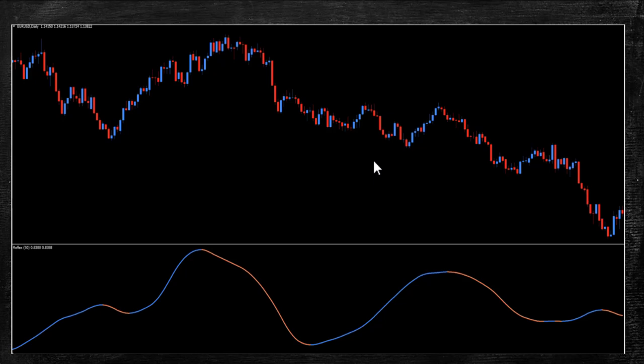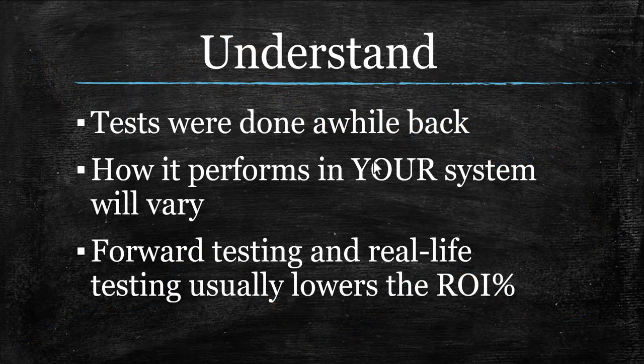But we tested this one, and we're going to show you the results. Before we do that, understand that you're going to see some good results and bad results sometimes. I wouldn't even say bad results. The fact that this indicator even made the indicator profile series says a lot. But regardless, it doesn't matter.